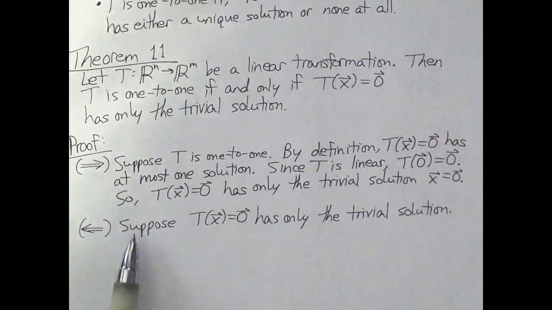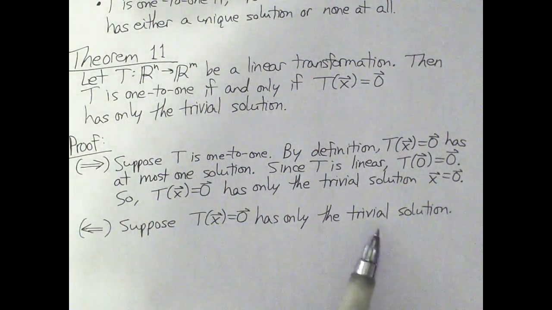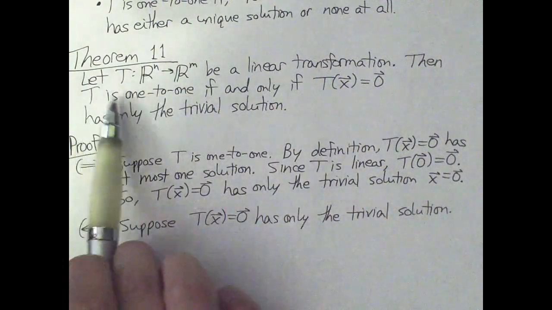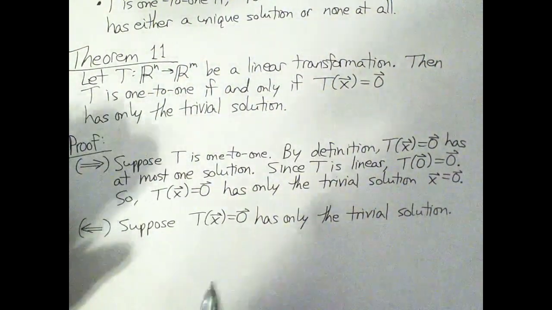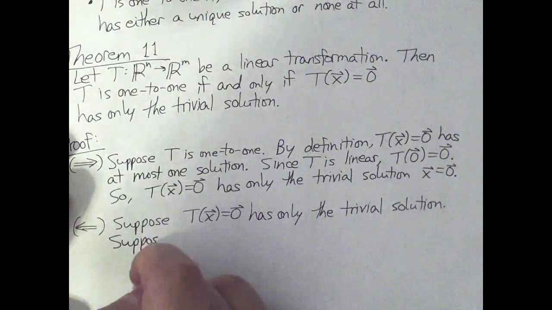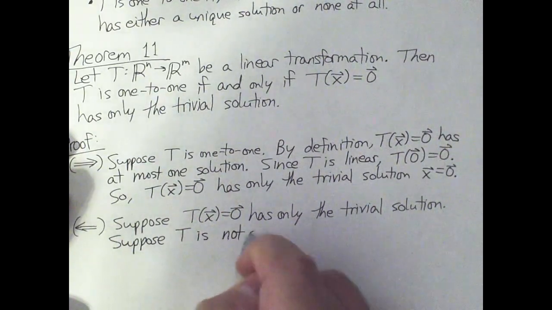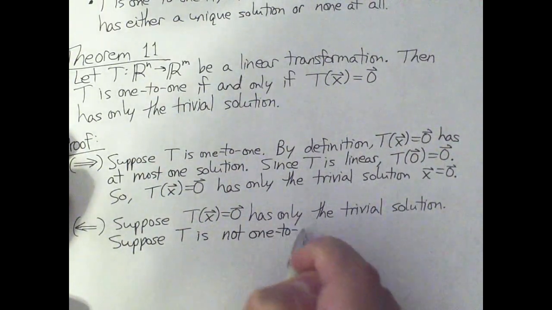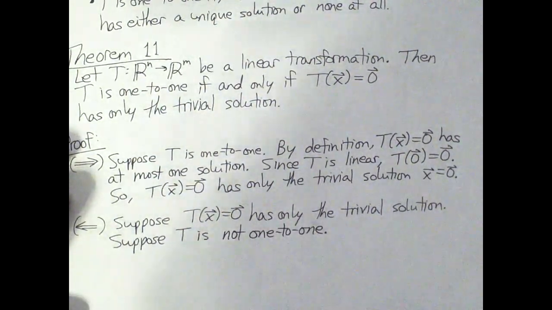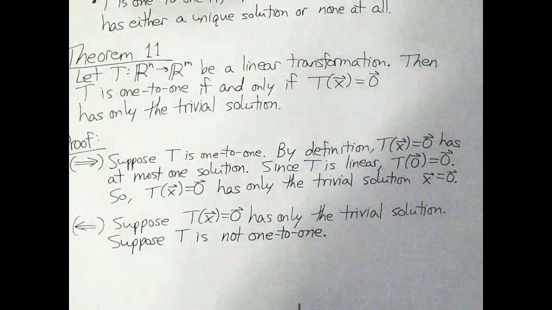So how do you think we can do this? Suppose it only has the trivial solution. What do we want to show? We want to show that T is one-to-one. What I'm going to do is say, suppose T is not one-to-one. Think about what you know about proof writing. What does this sentence mean? What is this indicating that we're going to do, right?